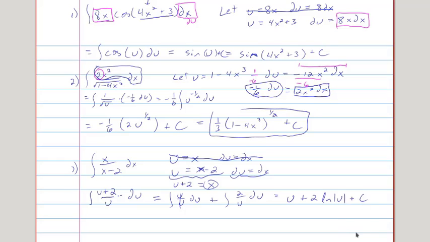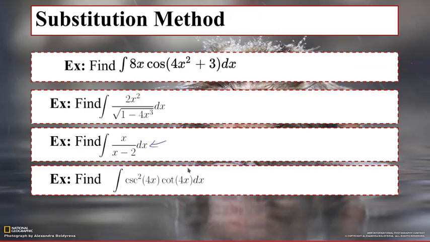And then, of course, plus c. And finally, let's back substitute the x minus 2 in: plus 2 ln |x minus 2| plus c. And there's our integral of x over x minus 2. Okay, so now let's do this one before we get to some even more interesting stuff.